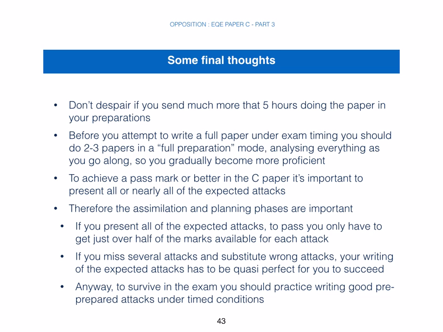If you spend much more than 5 hours doing a paper C during your preparations, don't despair. Before you attempt to write a full paper C under exam timing, you should do 2 or 3 papers in what I call a full preparation mode, that is analyzing everything as you go along and correcting as you go along, so you gradually learn and become more proficient.